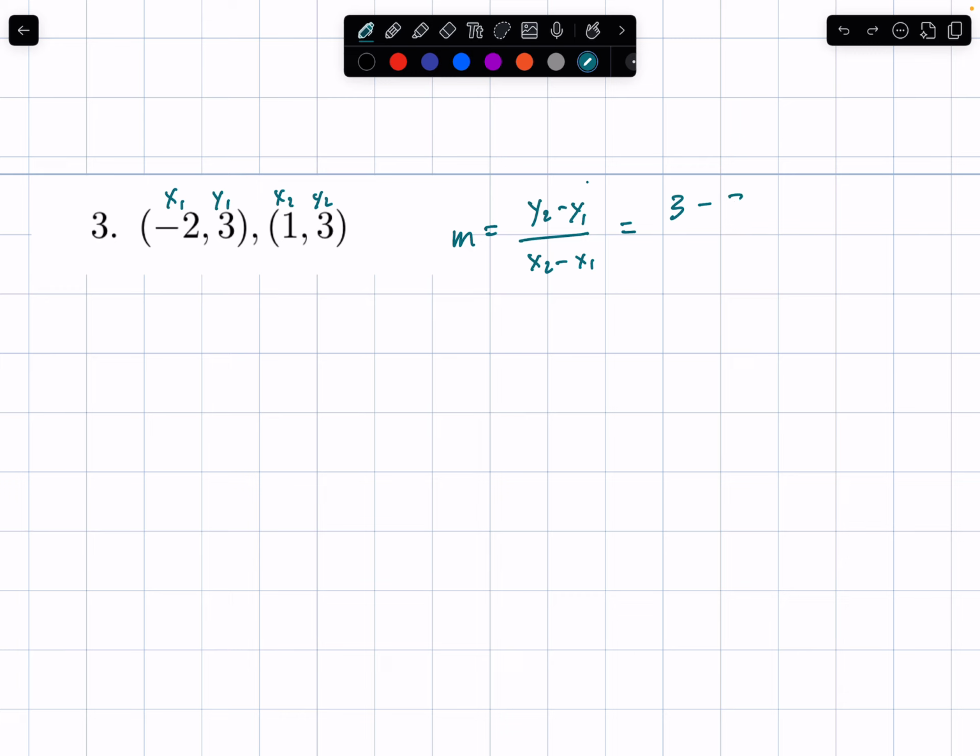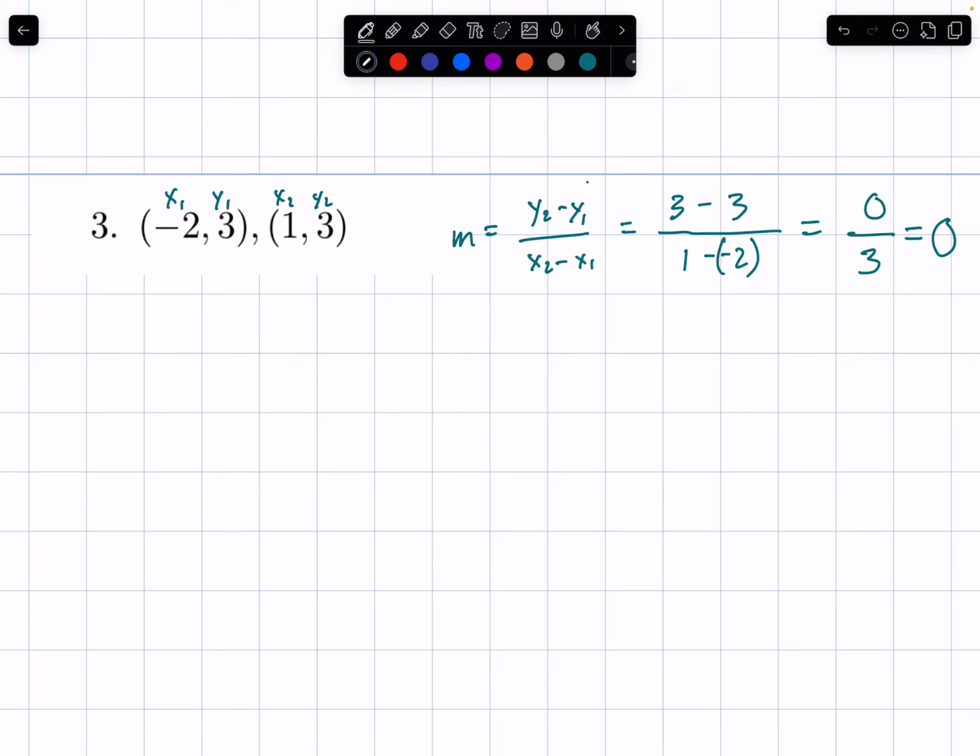Okay, 3 minus 3 on the top. Oh, interesting. The bottom is going to be 1 minus -2. But it doesn't matter because the top, 3 minus 3, is 0. 1 minus -2, that's 3, but it's not important because... Sorry, I forgot my parentheses. I was preaching always put the negatives in parentheses, and I forgot to do it. Okay, 1 plus 2 is 3. But it doesn't matter what's on the bottom because 0 divided by 3 is just 0. So the slope is 0.